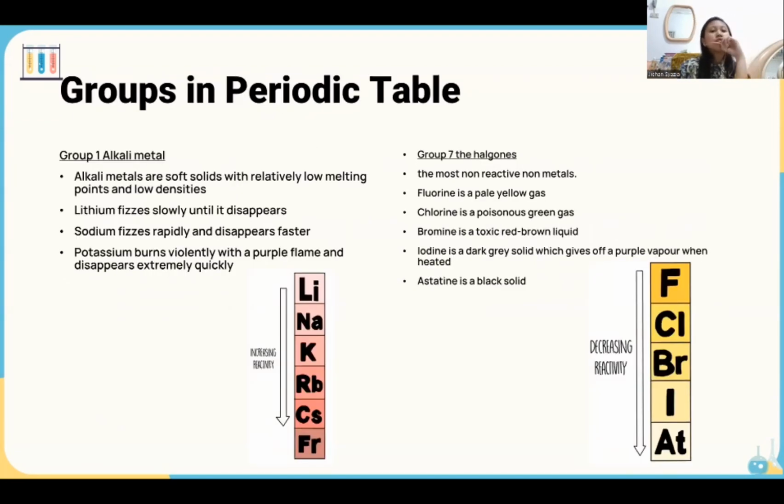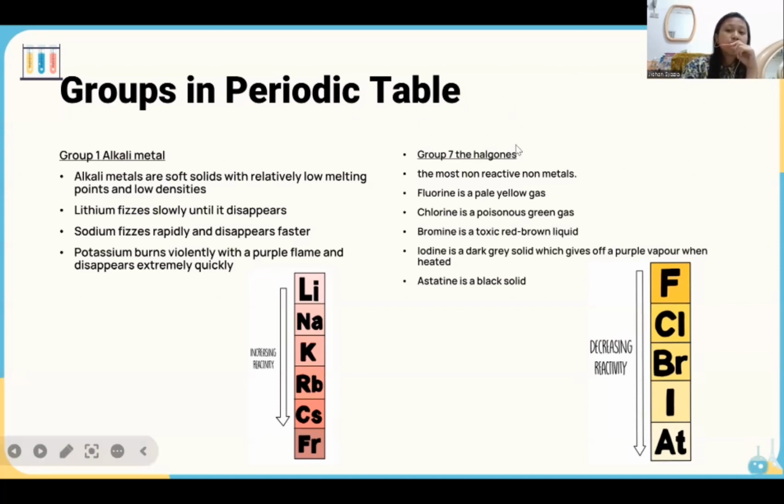Now, I'm going to introduce you to the groups in the periodic table. Now we go to group 1. Group 1 is the alkali metals. In group 1, alkali metals are very soft solids with relatively low melting points and low density. Lithium, whose symbol is Li, fizzes slowly until it disappears, and then sodium, which is Na, fizzes rapidly and disappears faster. Then potassium burns violently with a purple flame and disappears extremely quickly. The symbol for potassium is K.